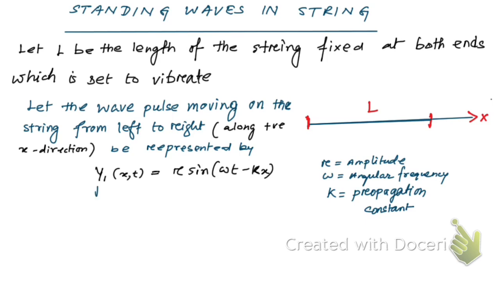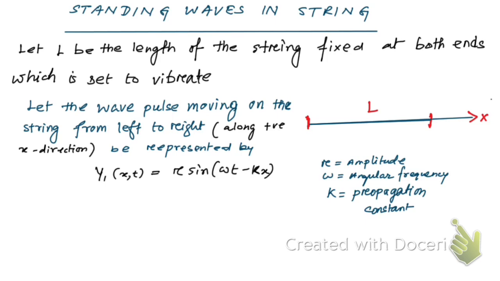Here y1 is the displacement of the particle at position x at time t. Hope you have understood this. Now here you see, this pulse is sent from left to right, then it strikes this fixed end and it will be reflected back, right?